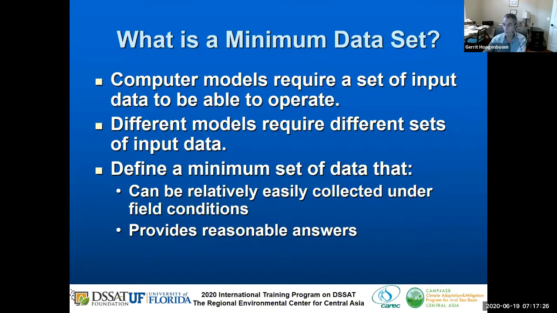And you've also already seen through some of our exercises and presentations that in order to run any type of model, we require a certain set of inputs.